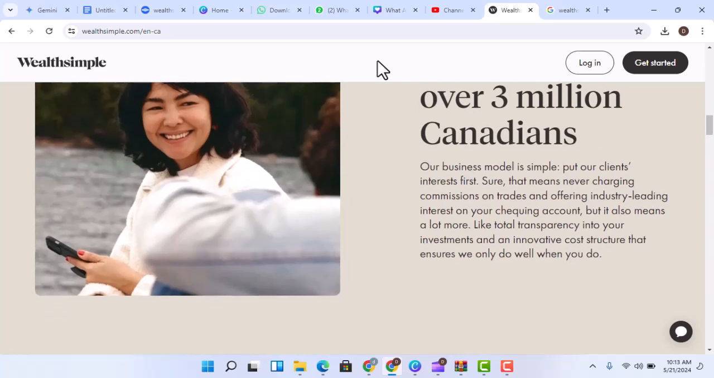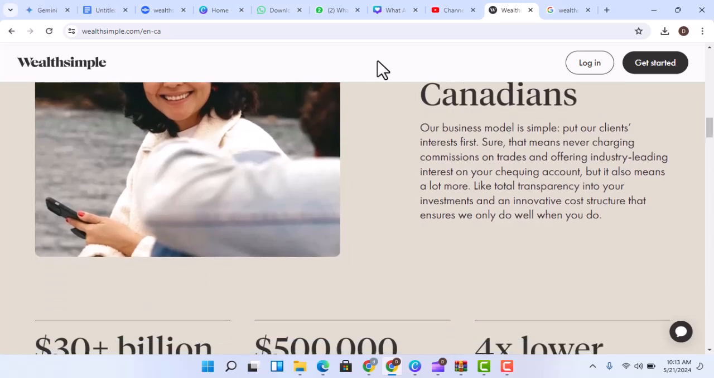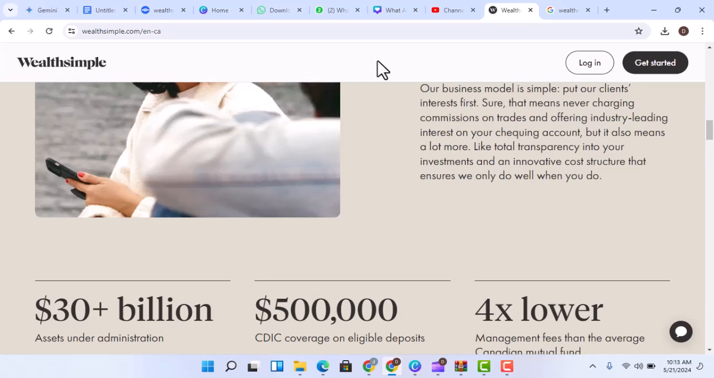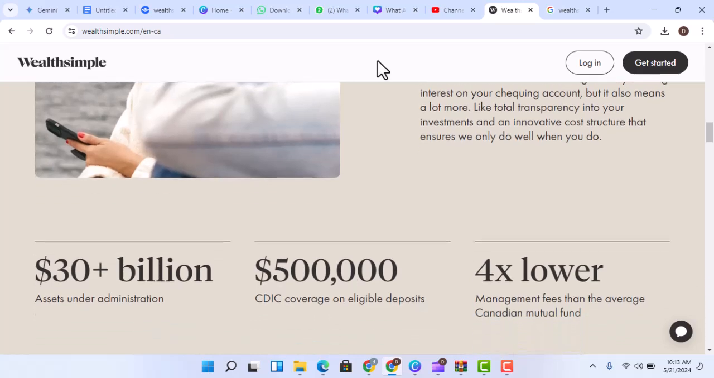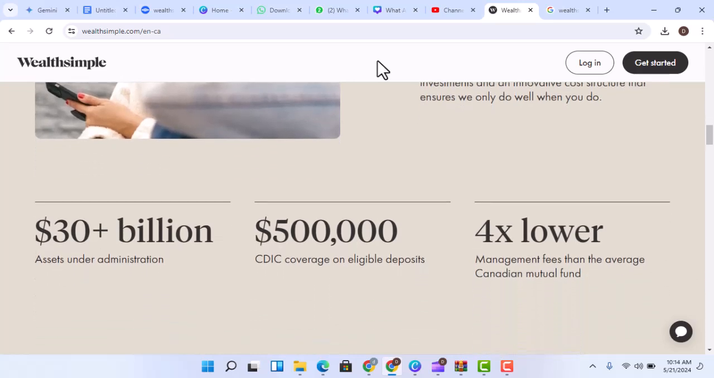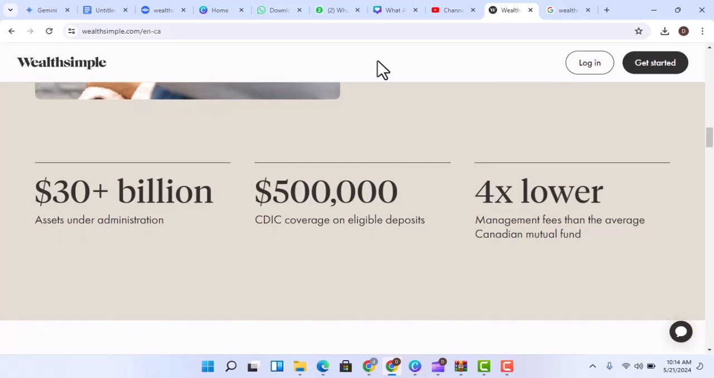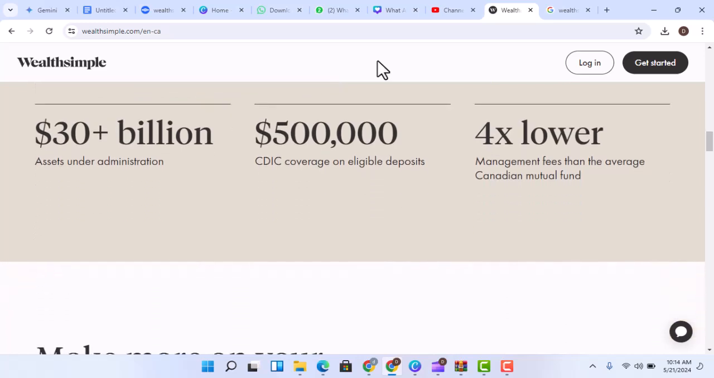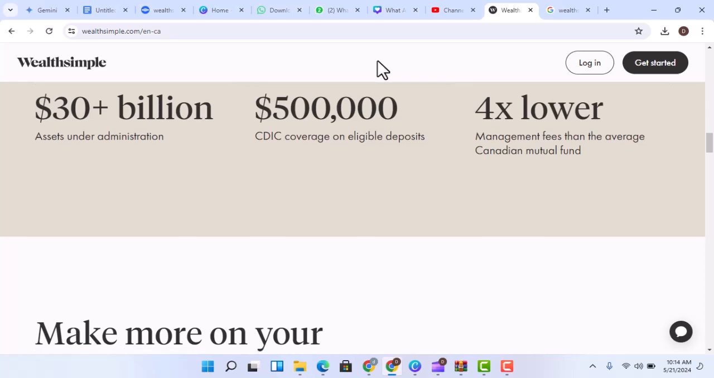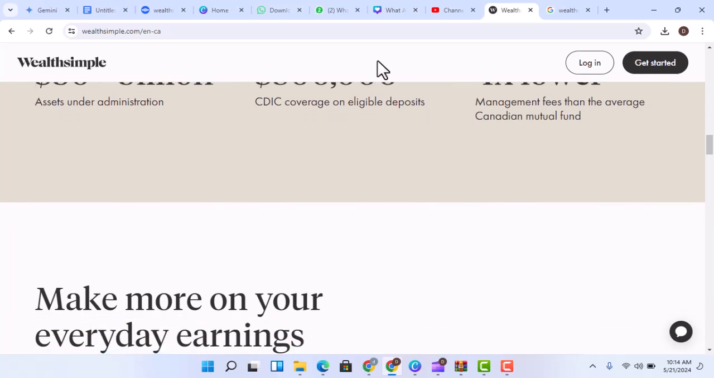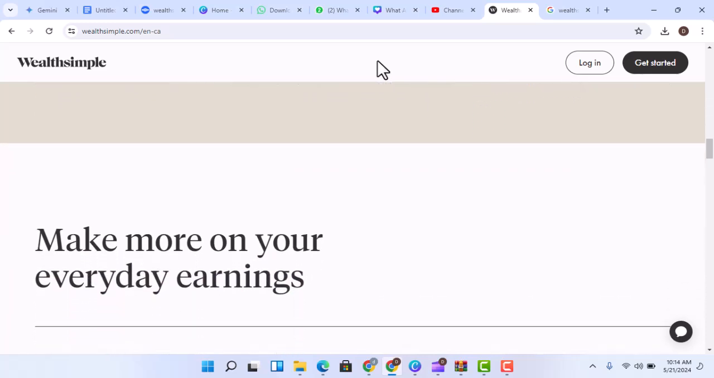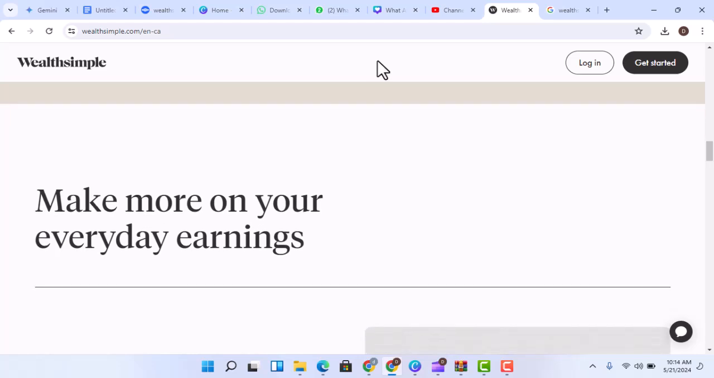Programming languages: Python and JavaScript are likely the primary languages used for developing Wealthsimple's platform. These languages are popular in the tech industry due to their versatility and large developer communities. Frameworks like React and Django can be used to streamline development and enhance the user experience.